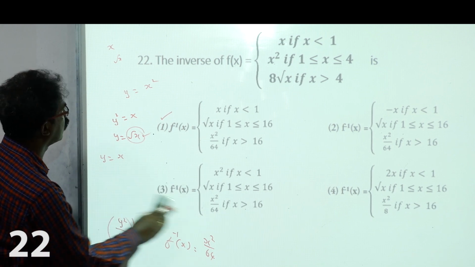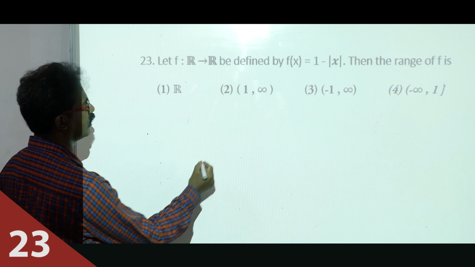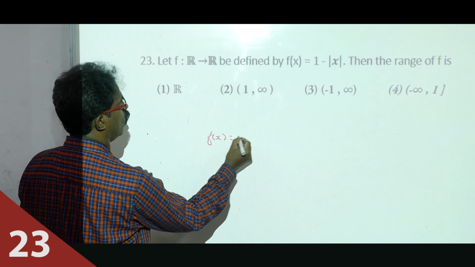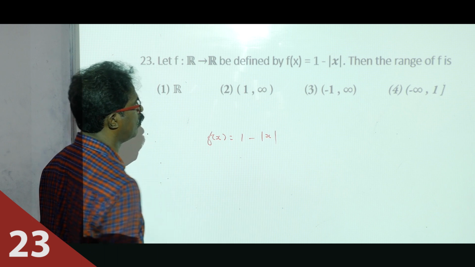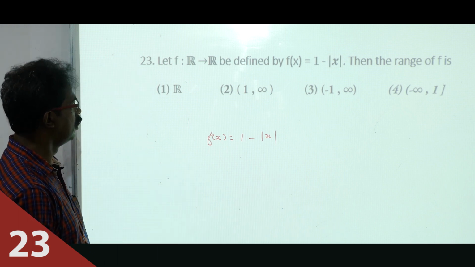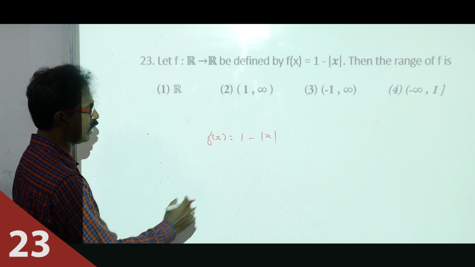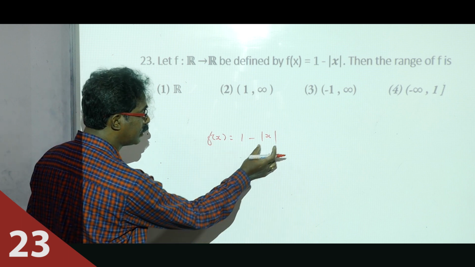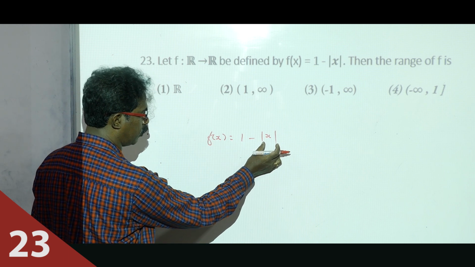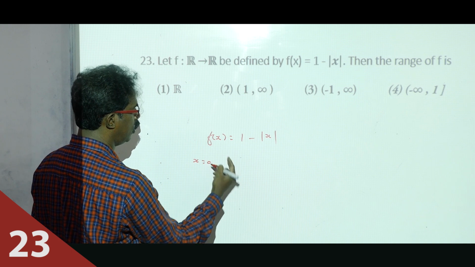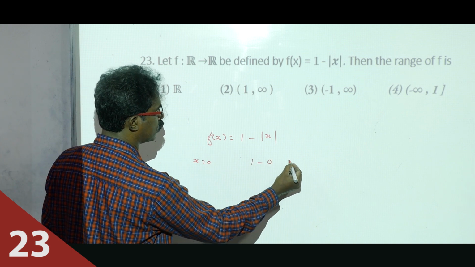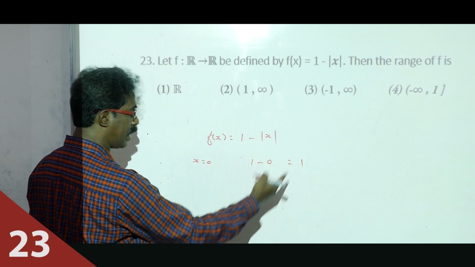Now let us go for question number 23. F of x is defined as 1 minus modulus x. You substitute some values and check. For example, modulus x cannot be negative, right? It is a positive one. If you put x is equal to 0, what is f of x? 1 minus 0. So the answer is 1. So it can be 1.